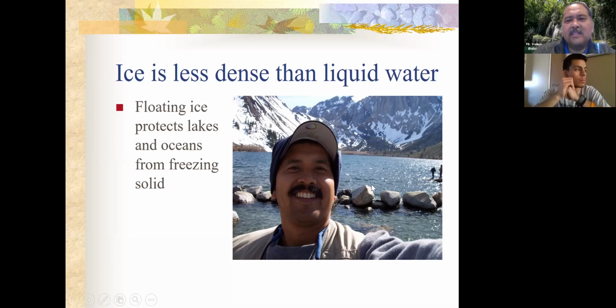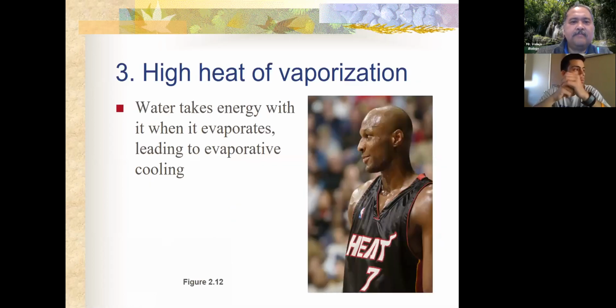Anyway, what happens is that ice will form on top of the lake, and then organisms can live over winter. If ice formed in a different way, if ice was more dense and it went to the bottom of the lake, then the lakes would never thaw out, and so that wouldn't be possible. Life wouldn't be possible if that happened.